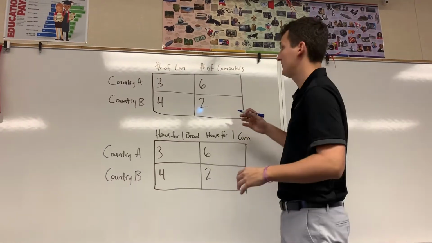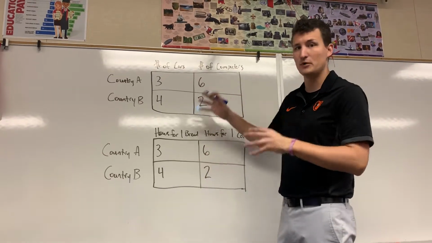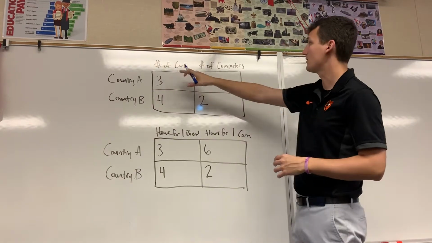All right, so let's talk about comparative advantage. So we have two different types of comparative advantage models, one being output, one being input. So let's break down how we solve each, okay? So for this problem here, we have two different countries, A and B, making cars and computers.